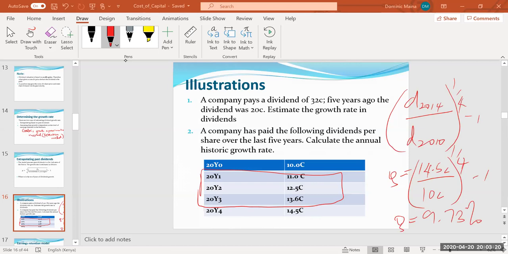That's how you estimate the annual growth rate by the use of the extrapolation method. Simply extrapolate the past into the future. Yes, and that was it for today's class.